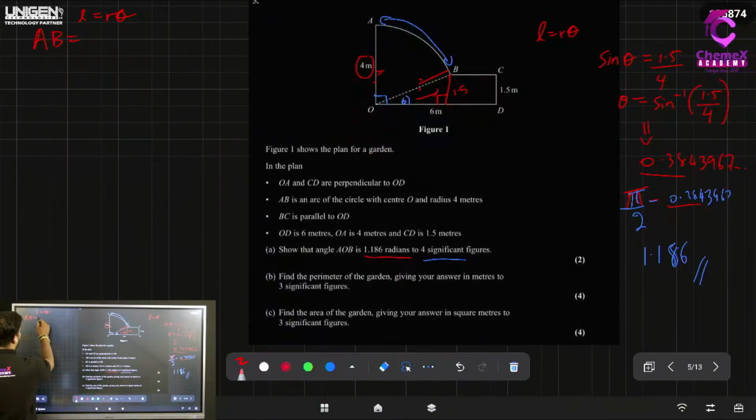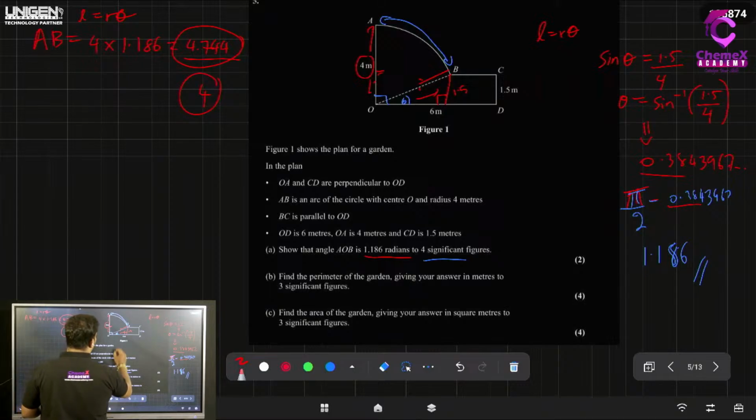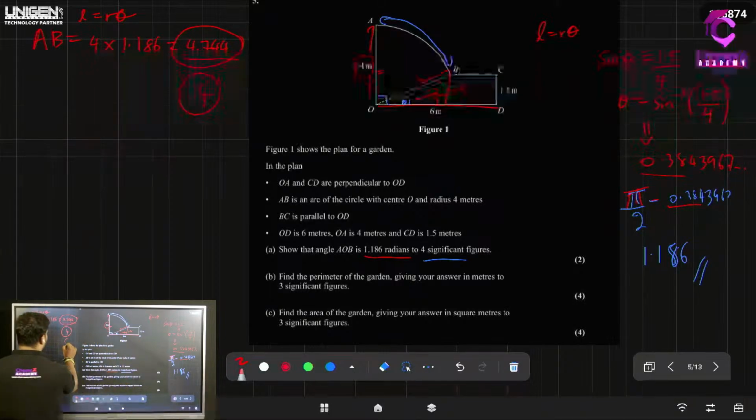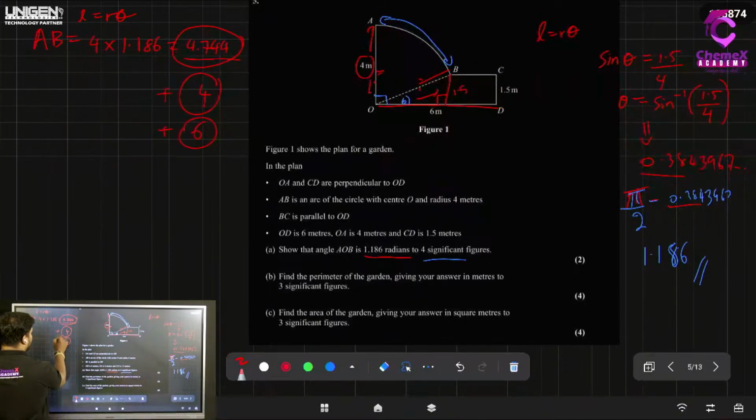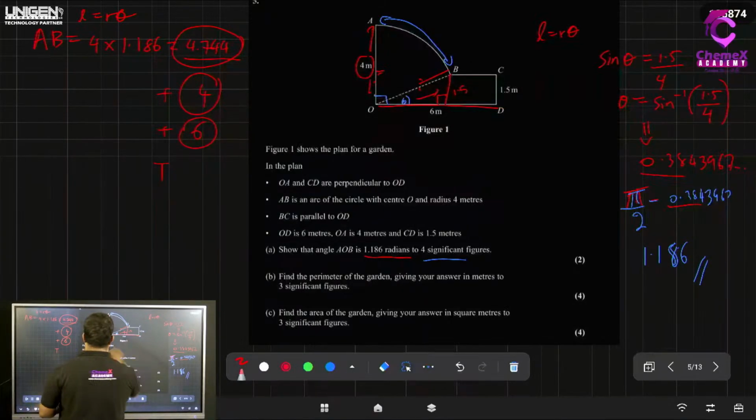So AB, R is 4, theta is 1.186. So just get that and write it. Then next one, L is known. Next one, this side is there, 4. So you have to add 4 to that. This is going to be 4.744. This is one length you have to add. This is another length you have to add. Then this 6, you have to add 6. What else? 1.5.